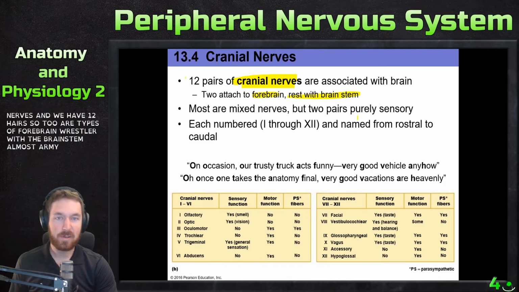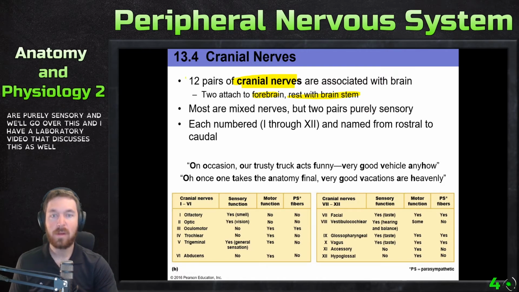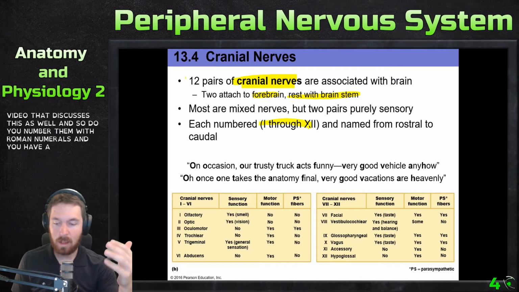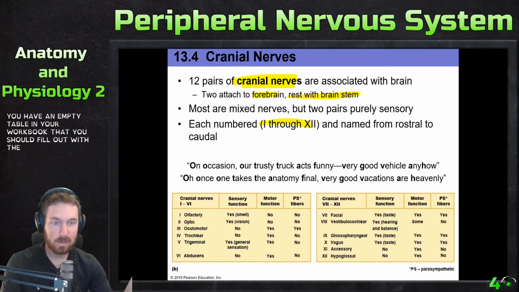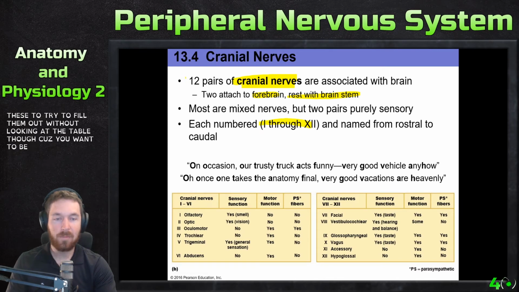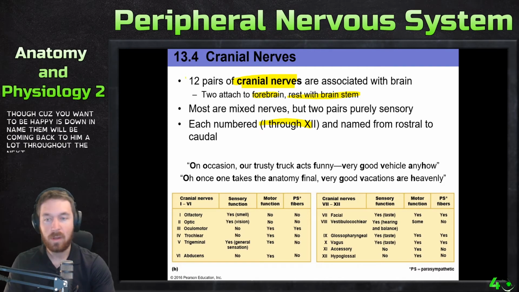Most are mixed nerves, but 2 pairs are purely sensory, and we'll go over this, and I have a laboratory video that discusses this as well. We number them with Roman numerals, and you have an empty table in your workbook that you should fill out with these. Try to fill it out without looking at the table, though, because you want to have these down and be able to name them. We'll be coming back to them a lot throughout the next couple of chapters.